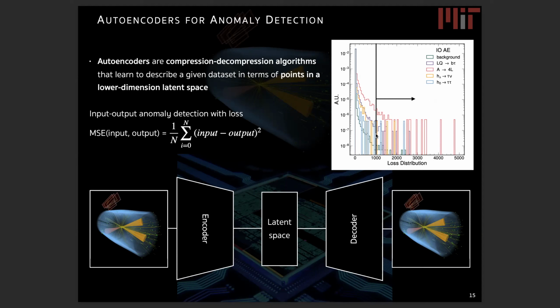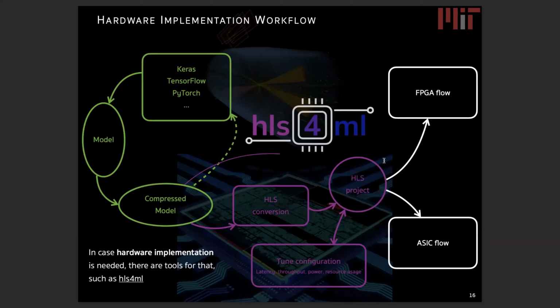And you see that during the training, you never used information about what an anomalous event is. So in this case, it's unsupervised. All the information you need to train this kind of algorithm is only the background, the uninteresting events.